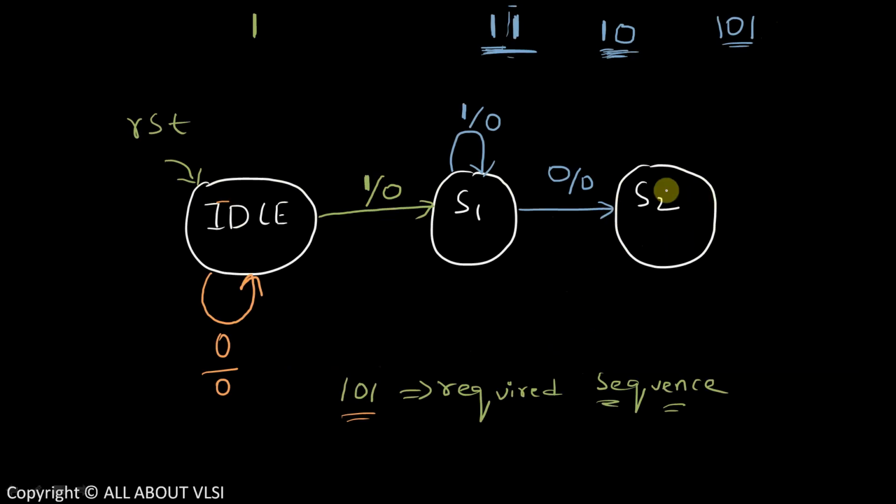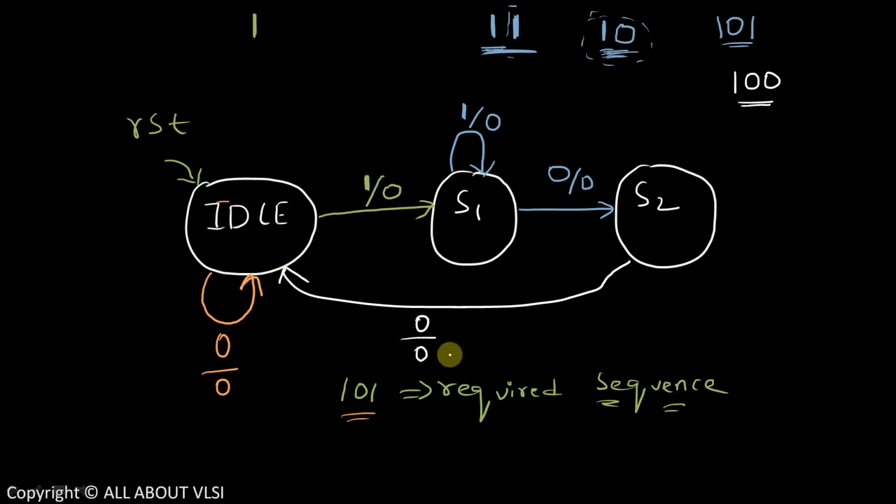S2 state is nothing but the 2 bits detected state. In S2 state, again I have two possibilities: whether my input can be equal to 0 or equal to 1. If my input is equal to 0, my sequence will be 100, which is not matching my 101 sequence. So I simply go to idle state from S2 state if my input is equal to 0, making my output 0.